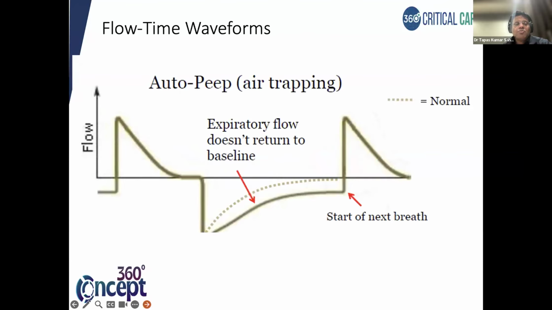Now there are certain troubleshooting points that I would show you in the flow time. So what is happening here? The inspiration, then expiration. Now in expiration, the expiratory flow is not returning to the baseline. That means it should go in this direction, but somehow it is going below. So you will be getting a little bit of the idea that it is not reaching the baseline. It is taking a longer time here. That means you are somehow stuck here, and the start of the next breath is happening from here.